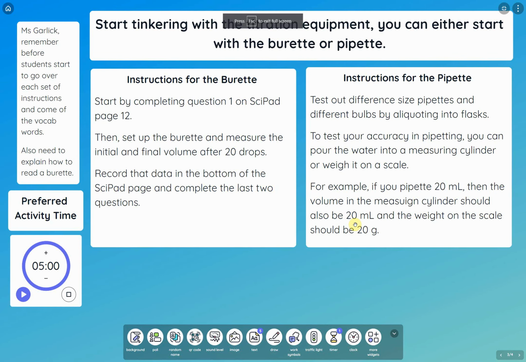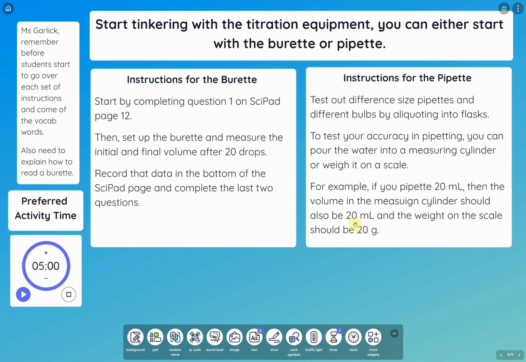Okay, so there are 2 different things that I would like you guys to try today with the equipment. The first one is the burette, and the second one is the pipette. This guy here is my burette. It's, like I said, my long glass tube that I can measure volume with. Now, obviously, you're not going to just hold it like crazy. There's a way to kind of stand it up.